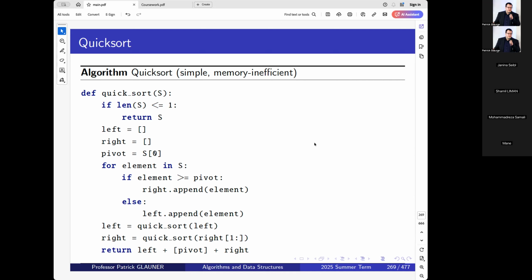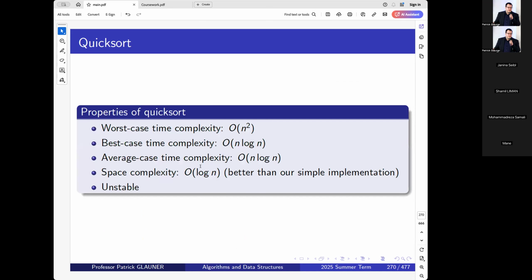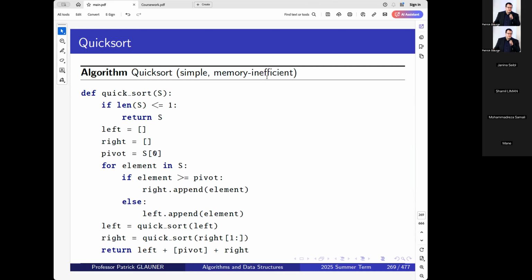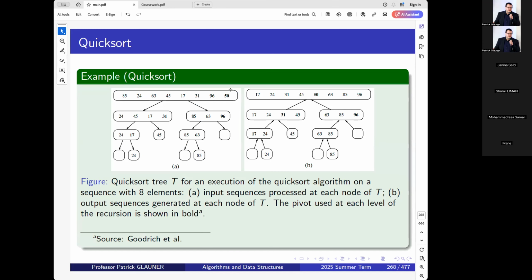And that's why quicksort is a little bit more complicated than merge sort. It turns out quicksort has a worst case time complexity of O of n squared. Why is that the case? It has to do with the pivot. Imagine I'm picking a pivot here, the left or the rightmost element. Say here the rightmost element.